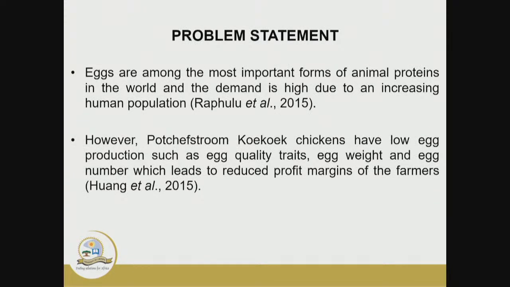Due to an increasing human population, the demand for eggs becomes very high. When the demand is high, there is a need for improved production in order to meet the demand by the population and to remain food secured. However, this Potchefstroom Kokok chicken has low egg production in terms of egg quality traits, egg weight, and egg number, and that is affecting the profit margins of the farmers who are farming with it. Hence, the egg quality traits and the egg weight of this breed require improvement.